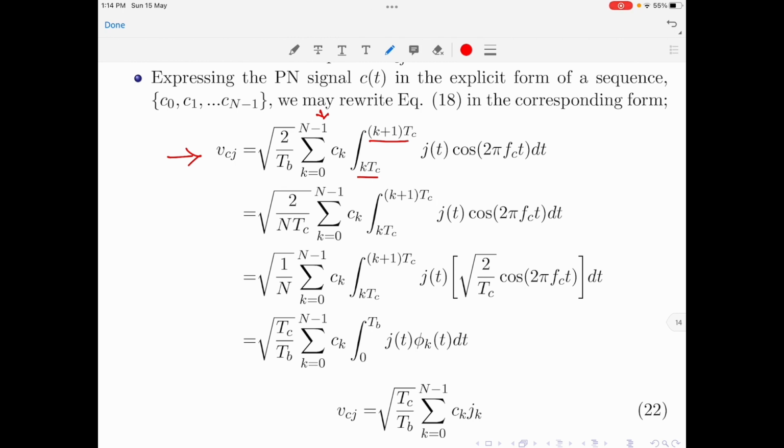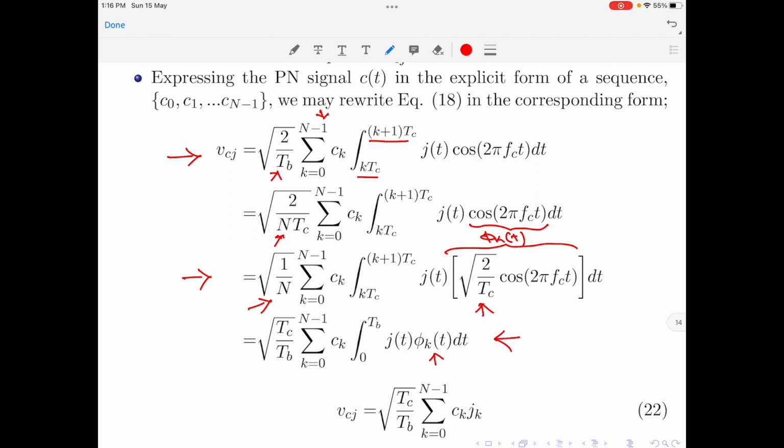Let me now rearrange this equation. I am going to now rewrite Tb as ntc because Tb is equal to ntc. And in my next step, I am going to rearrange it once again by taking square root of 2 by Tc to this part, and I am going to tie it with the cos 2 pi fct part. And the rest of the equation will be retained as it is in this step. Now, if you look at this part here that is shown in the square bracket, you will know this is nothing but phi k of t. So, that is what is written here.